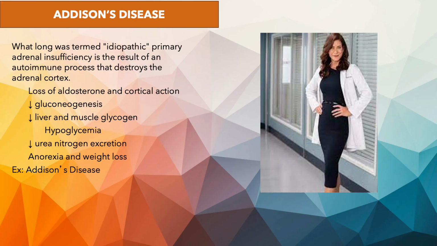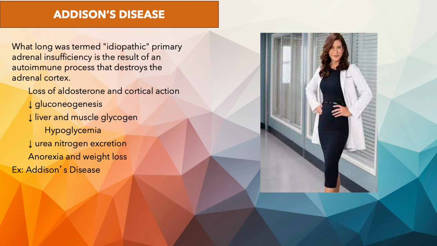There are times when the adrenal gland is unable to produce the corticosteroids as efficiently as it should. This is known as adrenal insufficiency. An example of this is Addison's disease. This disease is a result of an autoimmune process that destroys the adrenal cortex. So with this, you see a loss of cortisol and aldosterone.